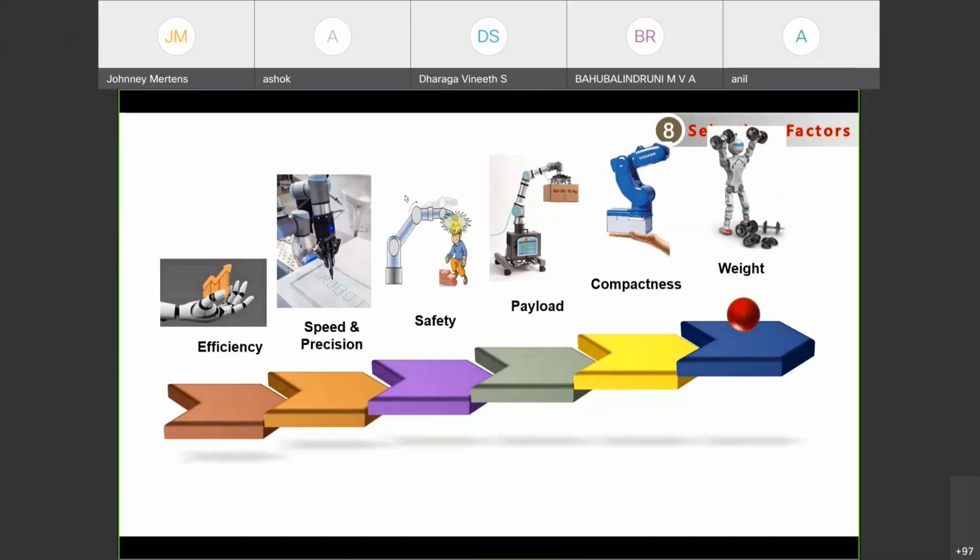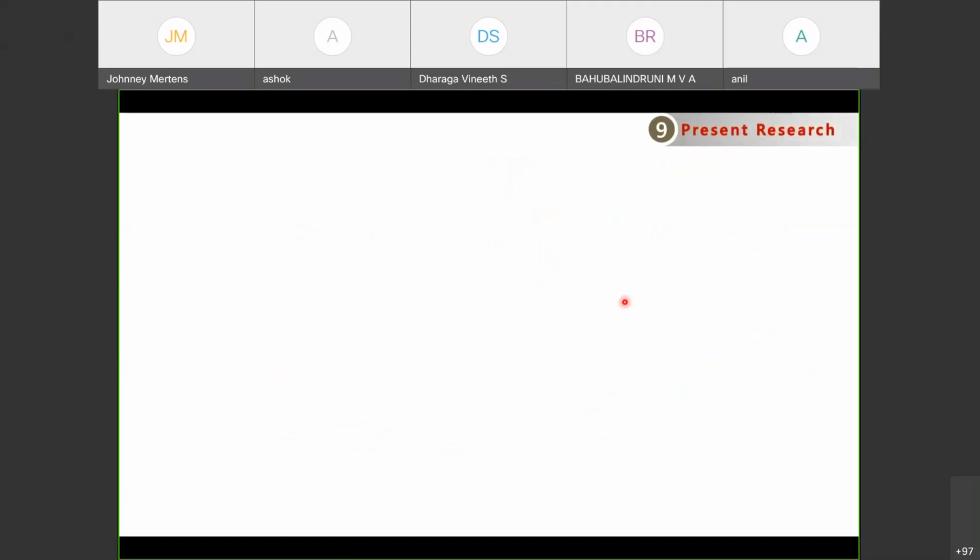Then apart from that, what is the present research going on in such actuators? Actuators consist of a servo motor and a gearbox, whose output shaft is connected to the next link. I'm just talking about the gearbox systems. What is the present research going on?